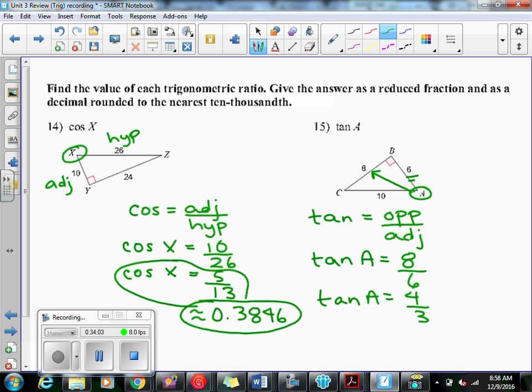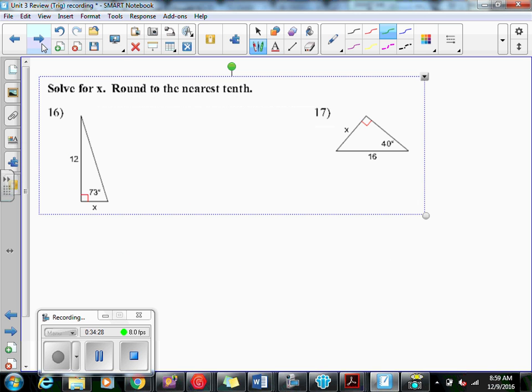And if you need to make this into a decimal, which you do because they asked for that, you're going to do 4 divided by 3 equals 1.3333 because it is to the nearest 10,000, which we now know means 4 decimal places. Okay, so that takes care of 14 and 15. Let's go over here to 16.